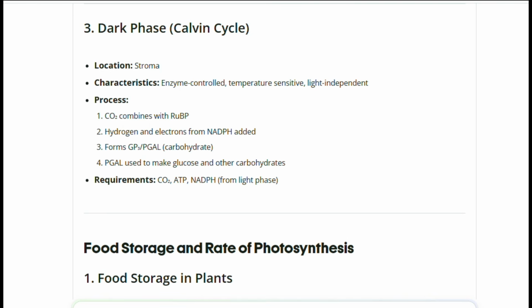Right, so recap of those processes. Step 1, carbon dioxide, which is CO2, combines with RuBP. Then step 2, step 3, step 4. The requirements are carbon dioxide, which is CO2, ATP, and NADPH from the light phase. Which means already that NADPH comes from the light phase, and we said NADPH from the light phase. That's interesting.